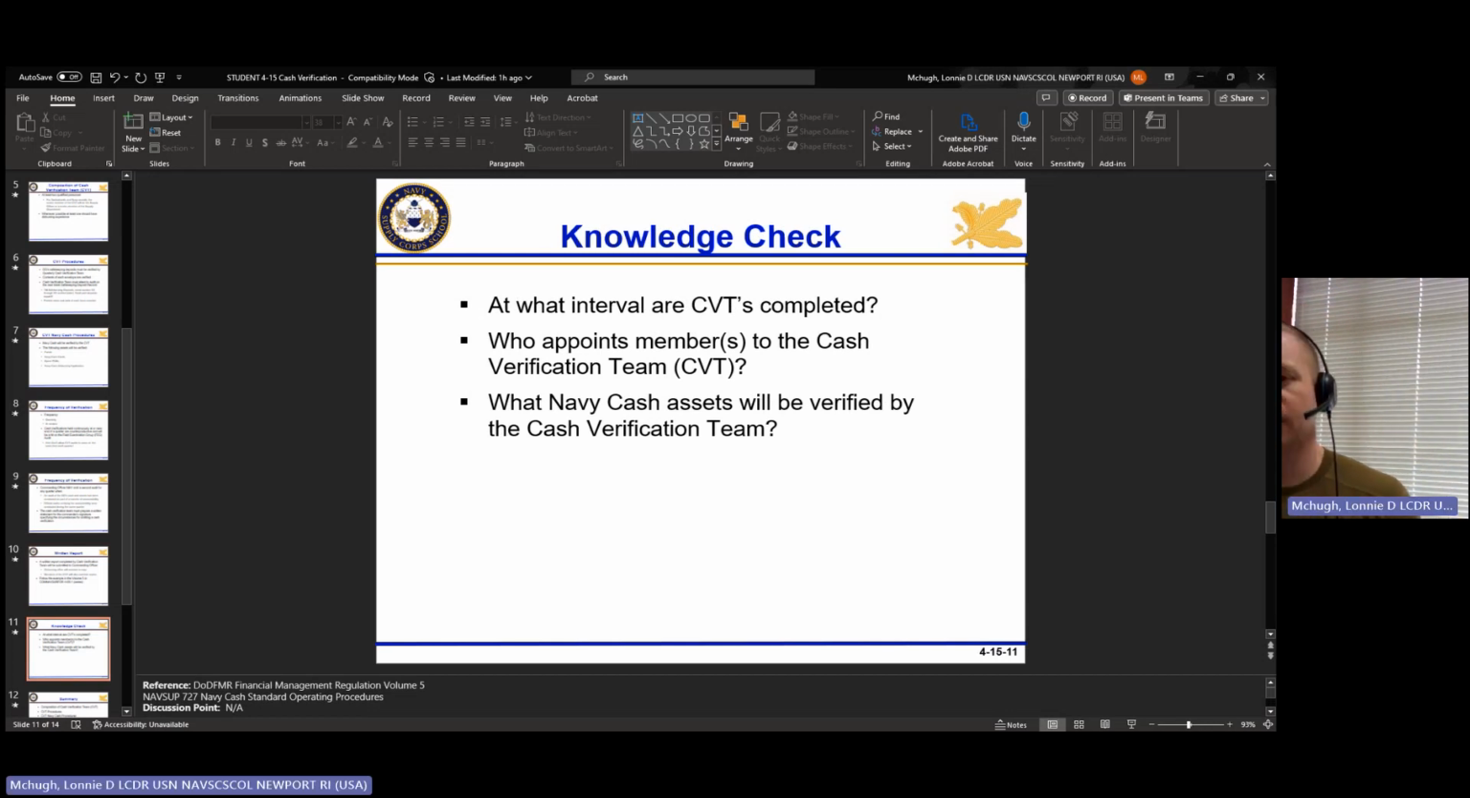So quick knowledge check. At what intervals are the CVTs completed? And that is quarterly at random. Who appoints members to the cash verification team? That's the commanding officer. But besides your senior supply officer, those other members will be nominated by the senior supply officer. Then what Navy cash assets will be verified by the cash verification team? It's Navy cash cards, your point of sales, your CADs, your dispersing application, and your backup laptop, making sure as well that your servers are all still there and intact.